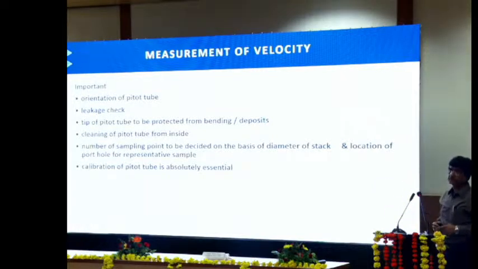Leakage check. What will happen if there is a leakage? Anybody? If a water pipeline has a lot of leakage, what will happen? Probably nothing will come. So you should ensure that whatever system you are using, it should be leak proof. These are very basic things, but somebody needs to go and do the monitoring, and needs to ensure at least that there should not be any leakage.